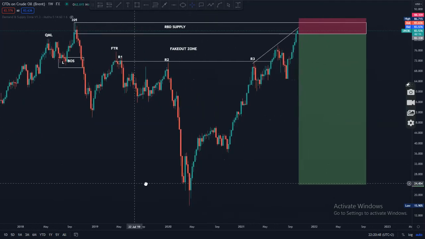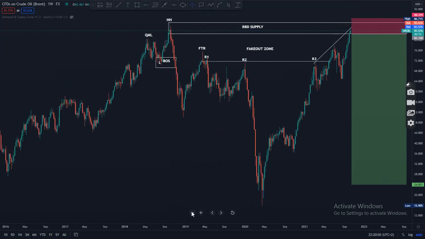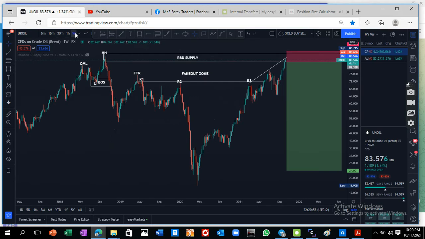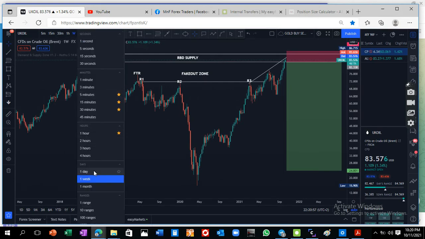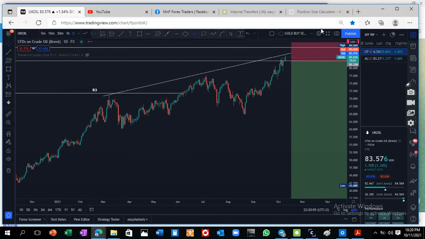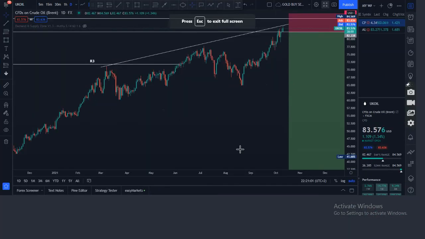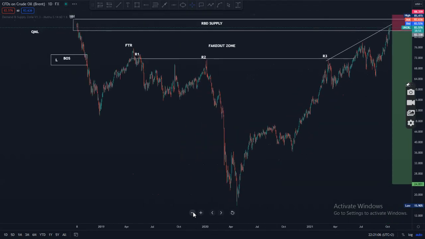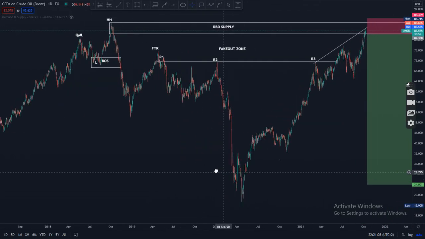So that's what it is. Otherwise, this is how it looks. Let's see how it looks on the daily. This was the weekly. Let me look at the daily and see how it's looking, and yeah, you can see that it's actually looking very good, pretty good.